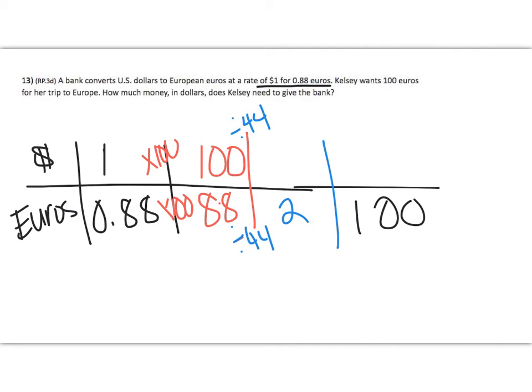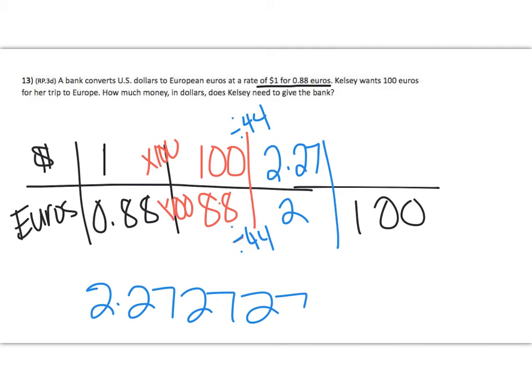So if you take 100 divided by 44 in your calculator, you get $2.27. In your calculator, it would actually look like this. But we know, since we're using dollars and cents, that we want to round to this number. Since this is a 2, this number will stay the same. So we get $2.27. Then to get from 2 to 100, I multiply by 50.